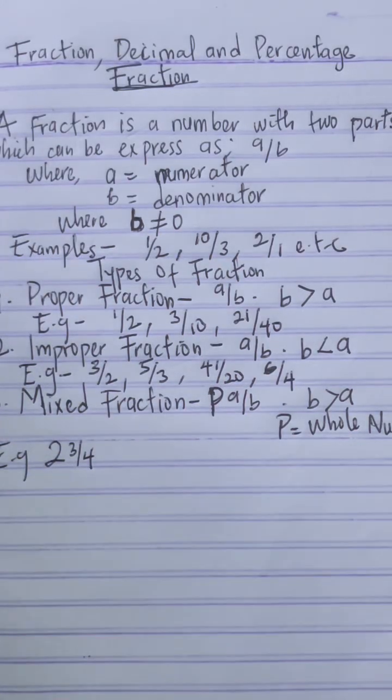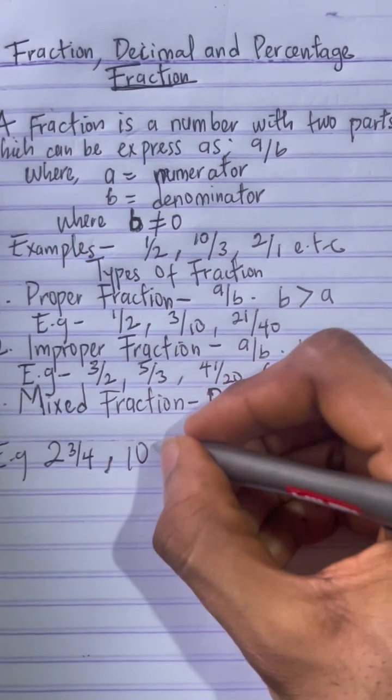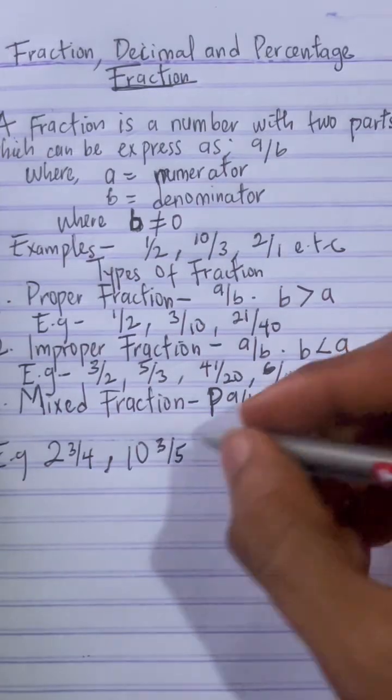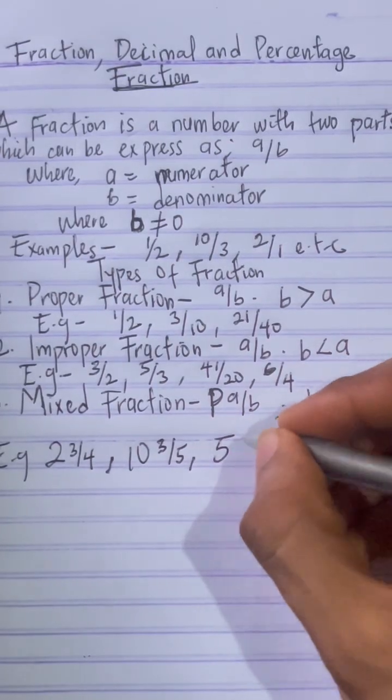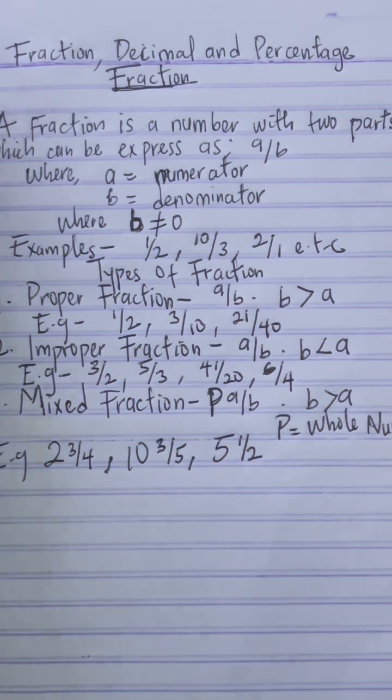A whole number together with what? With a proper fraction. Another example, we have 10 whole number 3 over 5. Another example, we have 5 whole number 1 over 2. Exactly now. So give me 2 examples.